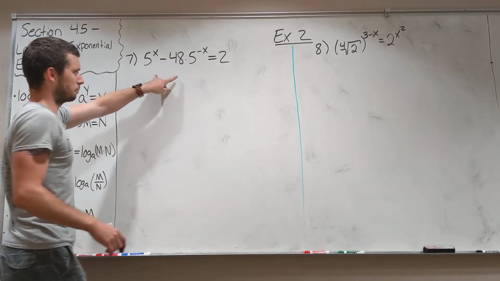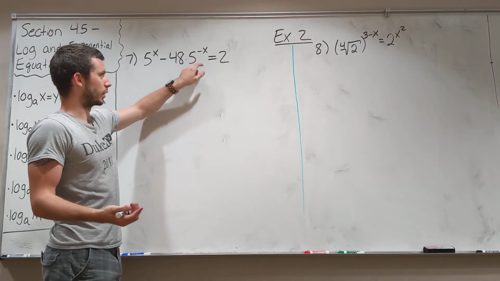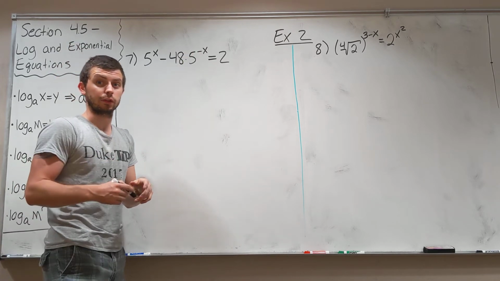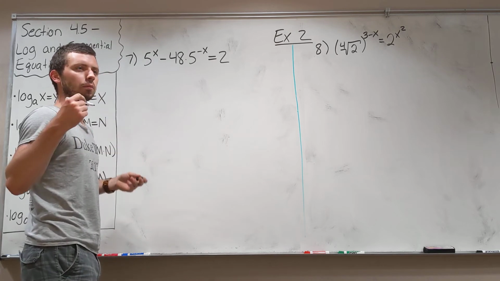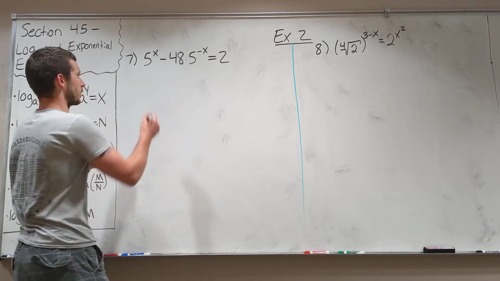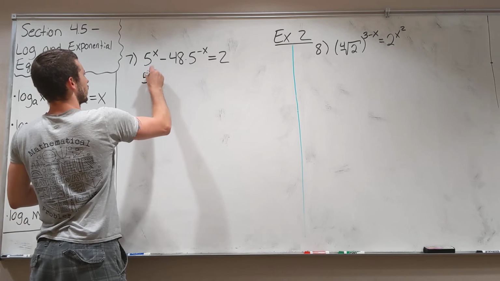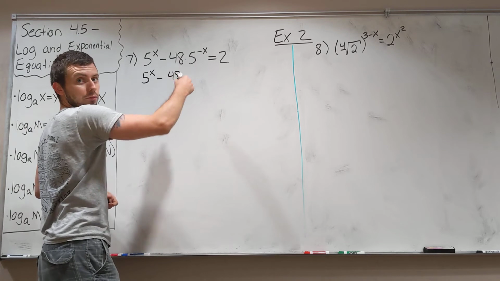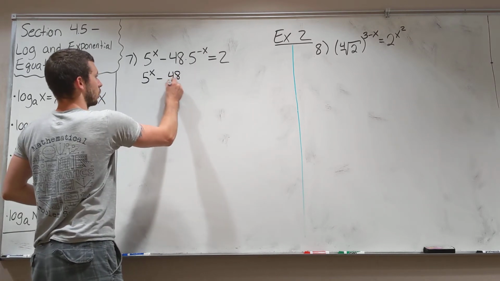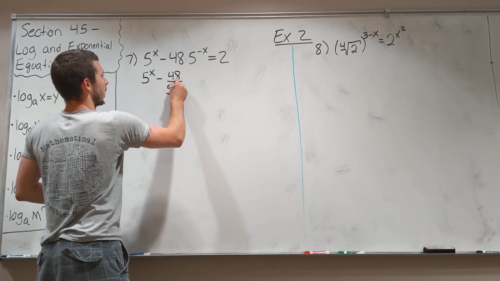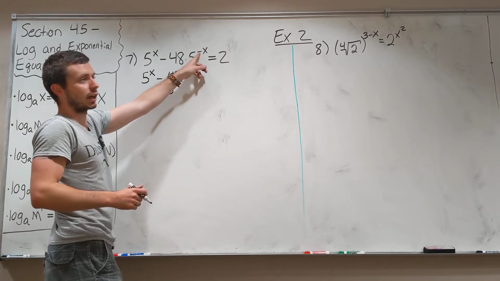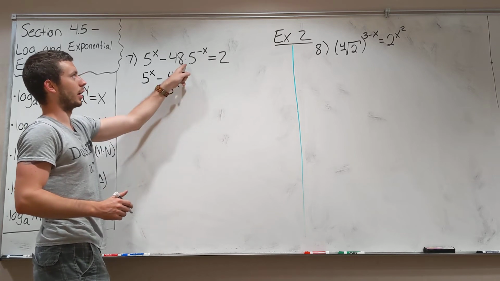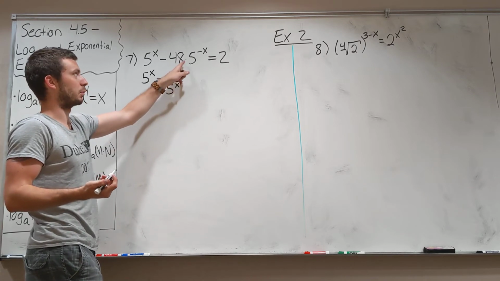So for problem 7, what makes this one different is the negative exponent, which means that we can't use u substitution yet. We do have to be reminded of what the negative exponent means. What it refers to is taking whatever the base is and putting it in the denominator. So now what we're going to have is 5 to the positive x. It's the negative part of the exponent that sends the 5^x to the denominator, and it's right next to the 48 by multiplication.